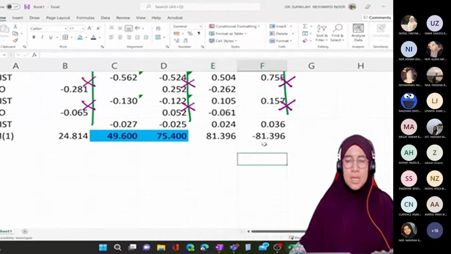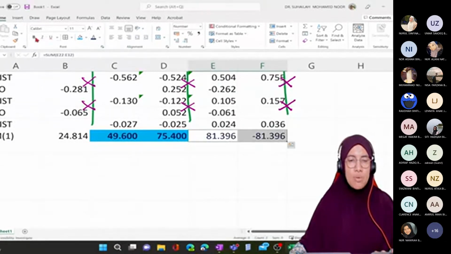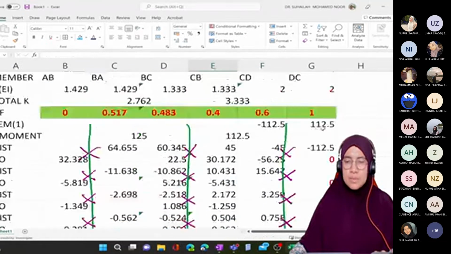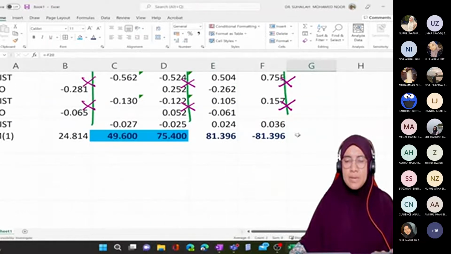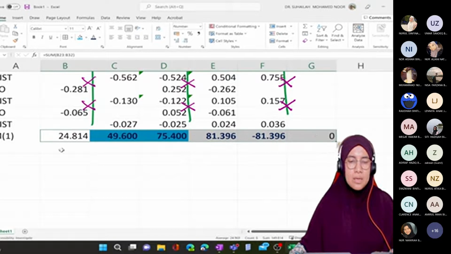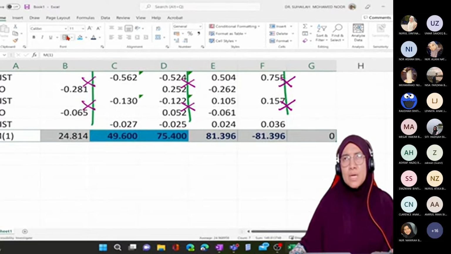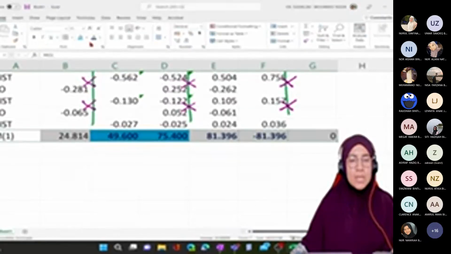Same but opposite. Okay, these two totals we get 0. You get 0. So this value is the member end moment. This is member end moment.